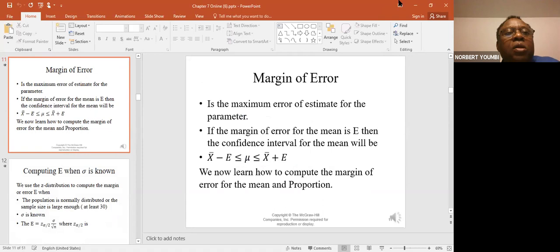The difference between an estimate, a point estimate, and a parameter is called the sampling error. The maximum error of estimate is called the margin of error. If we have the maximum error of estimate, we can use it to compute the confidence interval. For example, for the mean, if you are given the margin of error E, we can use it by adding and subtracting it from the mean to get the confidence interval.